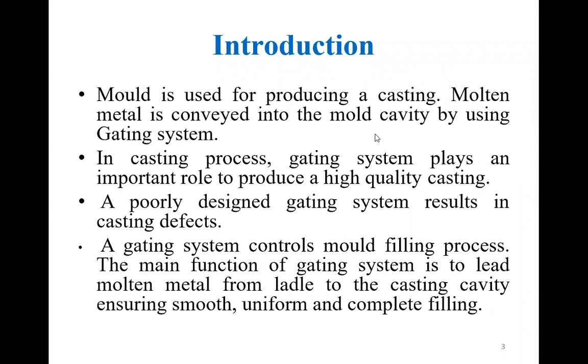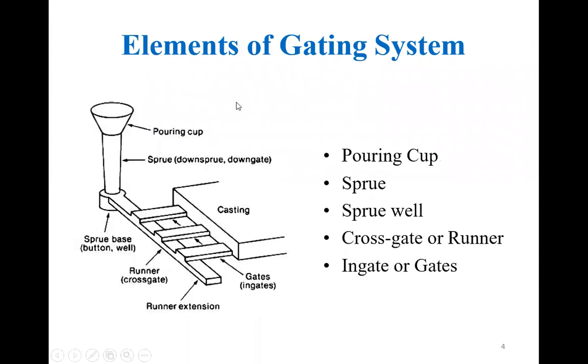Clear? Next point. This is the elements of the gating system. You know what the diagram of the gating system is. The diagram is of the casting piece. In the gates, there are three different gates. This is the pouring cup and this is the sprue. Here the gating system is not a single gate. It has three gates, a multi-gate system.